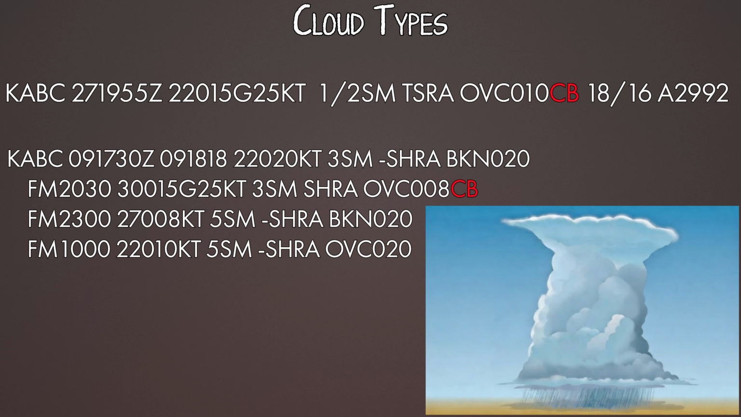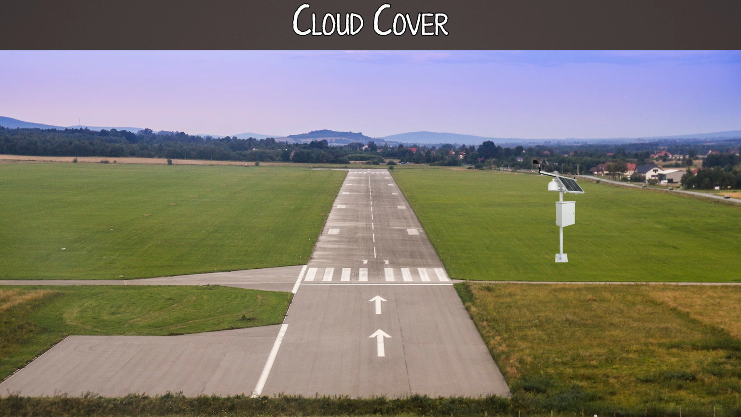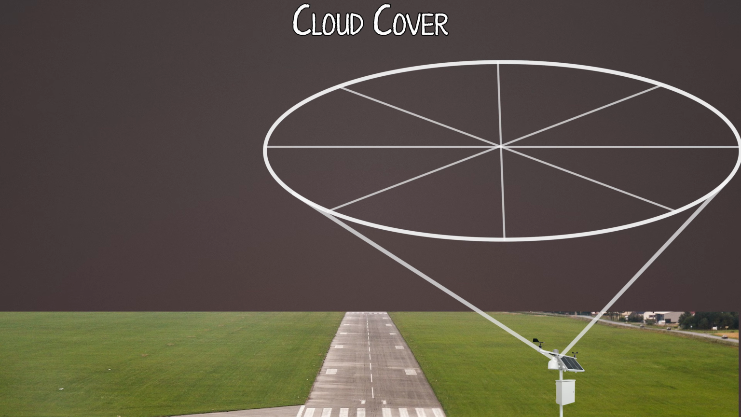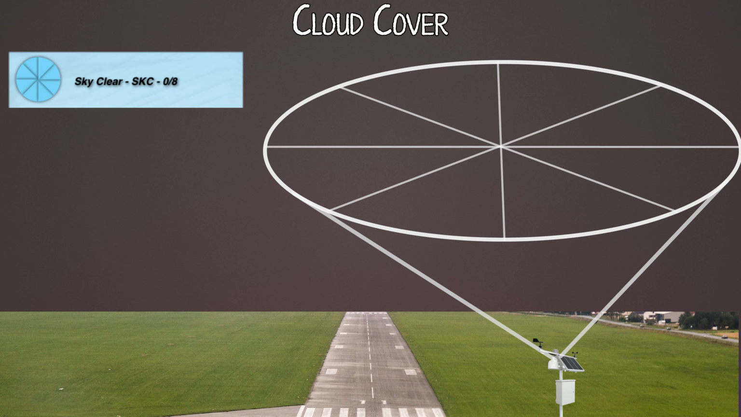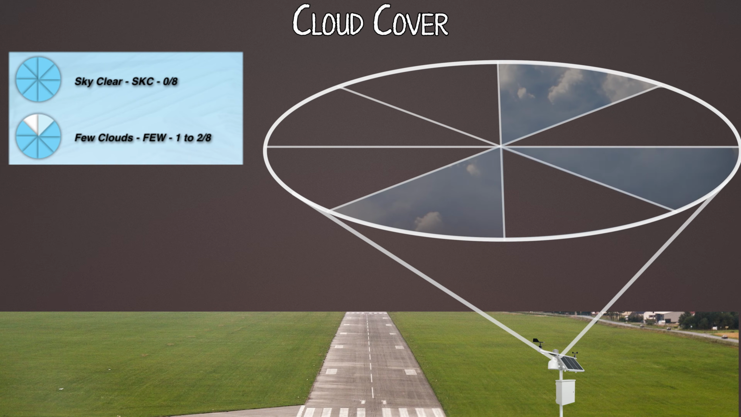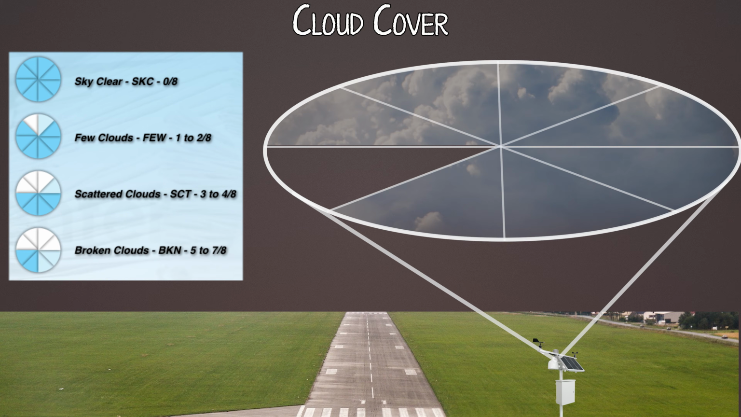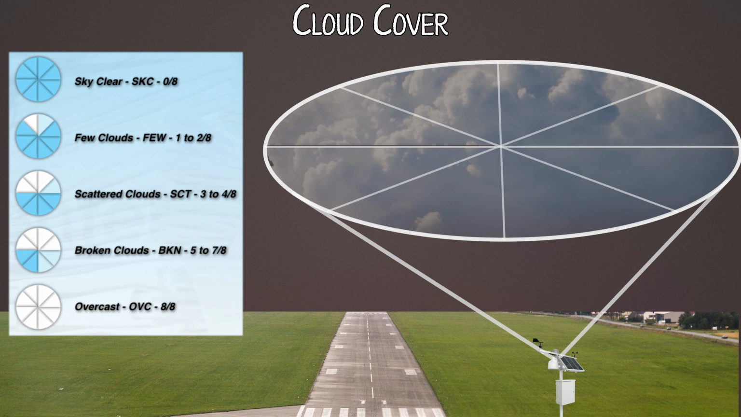Since we're talking about clouds, let me mention cloud cover. Imagine you're a cloud measurer device sitting in the airport. You're on the ground looking straight up, and you see the sky split into 8 different sections. If you can see the entire sky, you would call that clear. If 1 or 2 of the 8s are covered, you would call that few clouds. 3 to 4 covered would be scattered. When it's 5 to 7 eighths covered, that's a broken cloud layer, and fully covered is overcast.